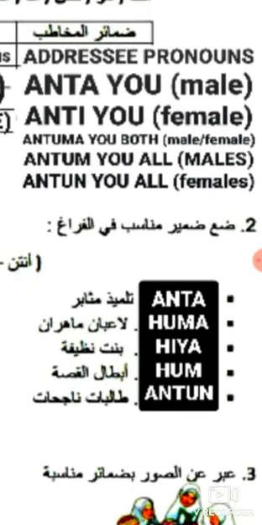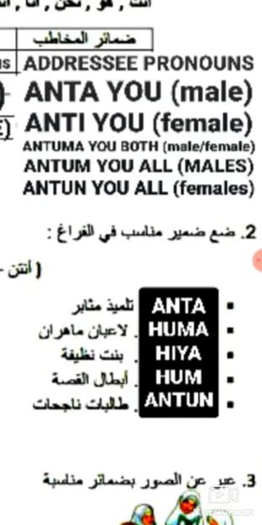Addressee pronouns, meaning the one being addressed, the one being spoken to, the second person pronouns. Anta, you, male. Anti, you, female. Antuma, you both, male or female, or both, from each, like 2 males, 2 females, or 1 male, 1 female. Whenever it's 2 people, it's antuma, you both, for the second person.